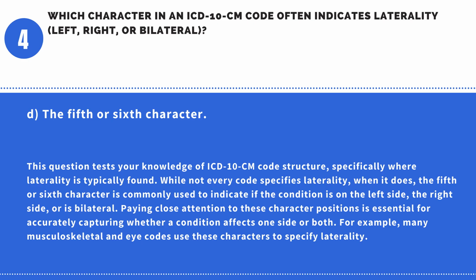This question tests your knowledge of ICD-10 CM code structure, specifically where laterality is typically found. While not every code specifies laterality, when it does, the fifth or sixth character is commonly used to indicate if the condition is on the left side, the right side, or is bilateral. Paying close attention to these character positions is essential for accurately capturing whether a condition affects one side or both. For example, many musculoskeletal and eye codes use these characters to specify laterality.